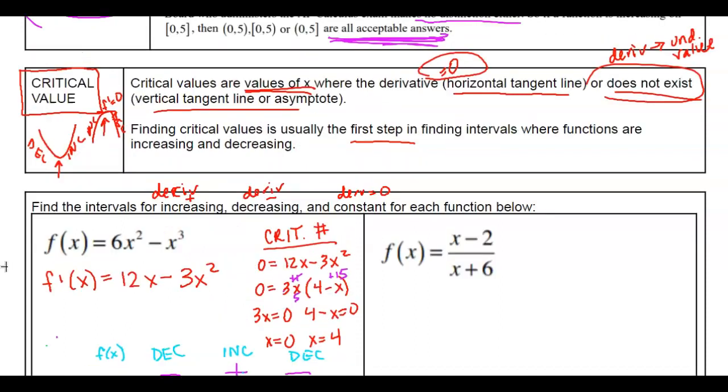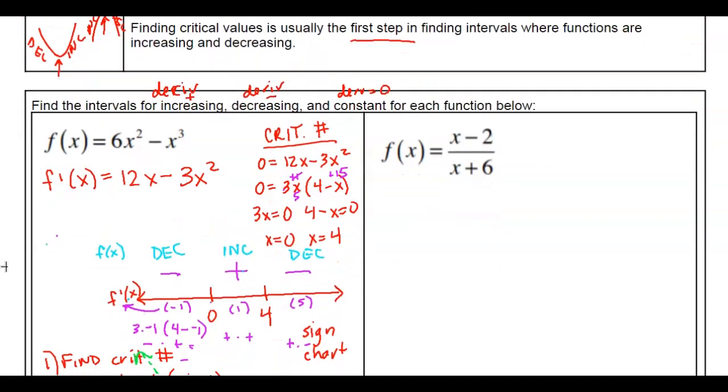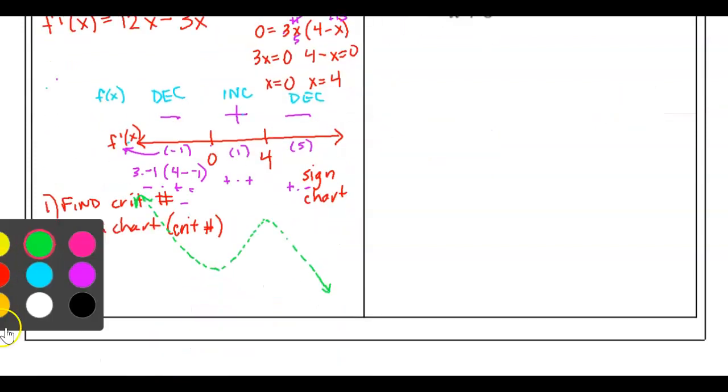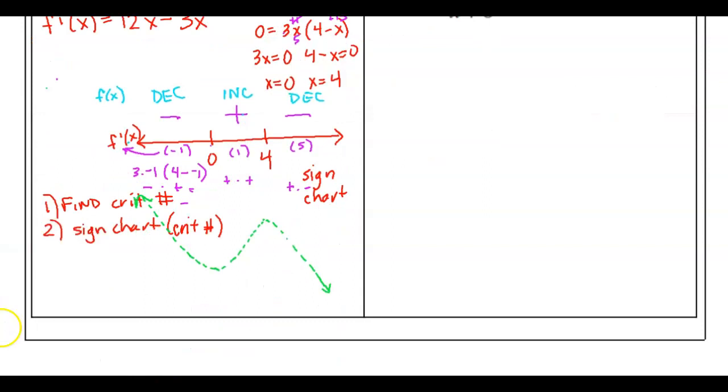So they wanted our intervals. We always use interval notation. For increasing and decreasing, I always use parentheses. It's always the lowest x value to the highest x value. So I'm going to do this in black. I would say increasing, we're going from negative infinity to 0.